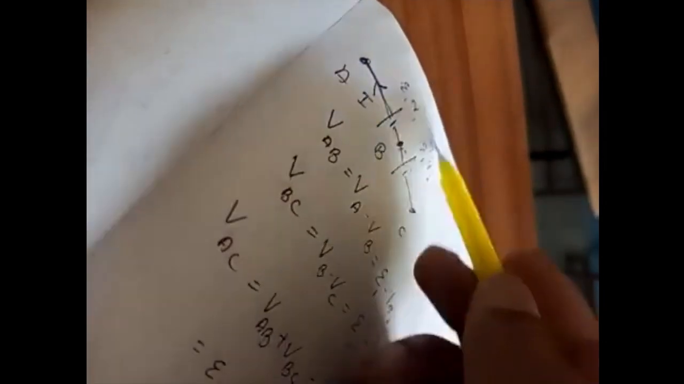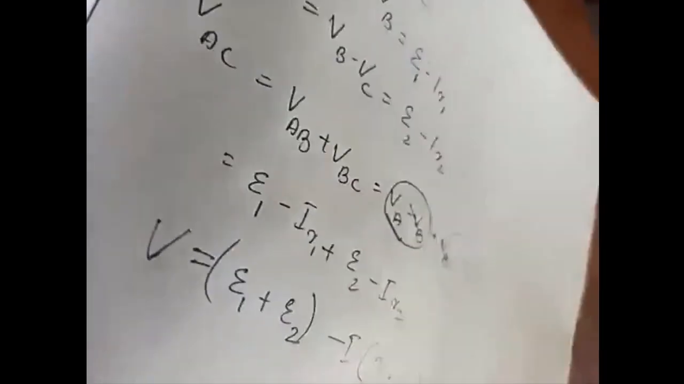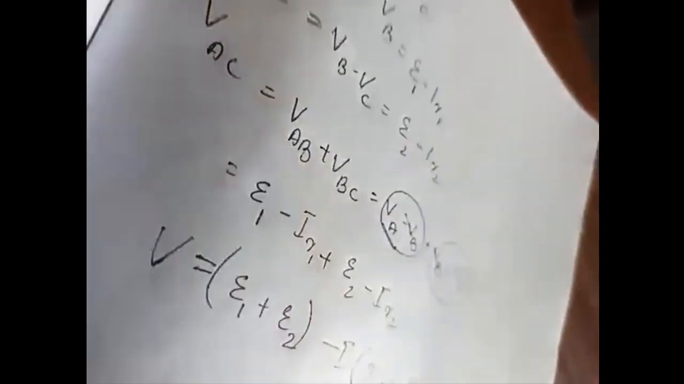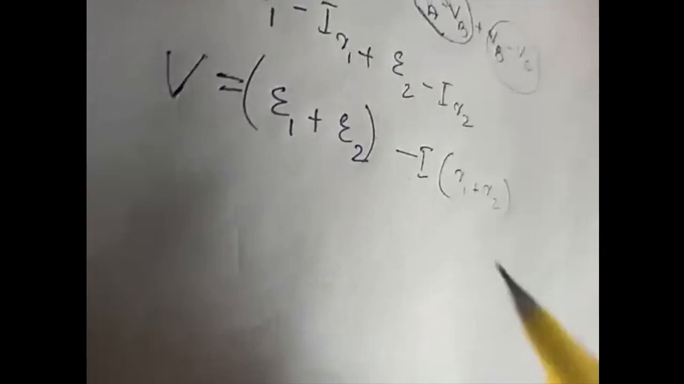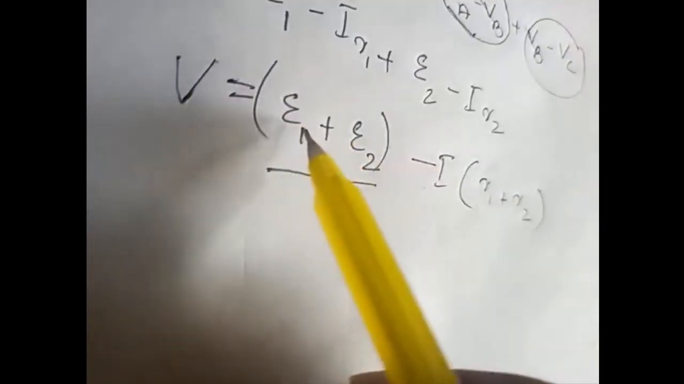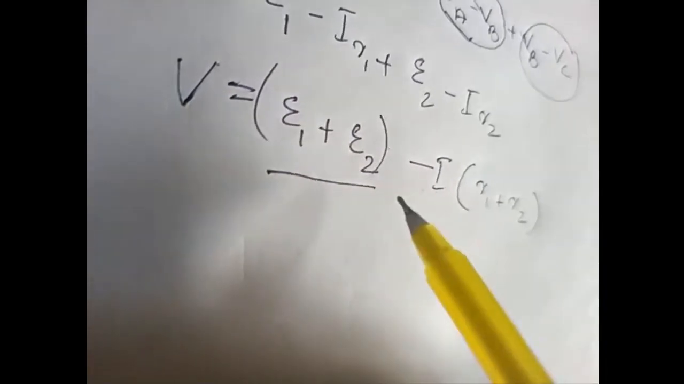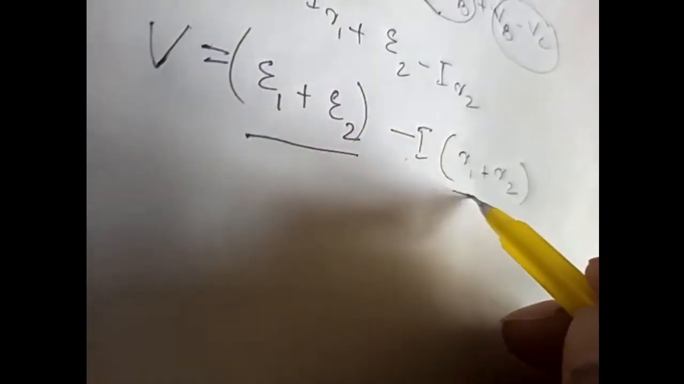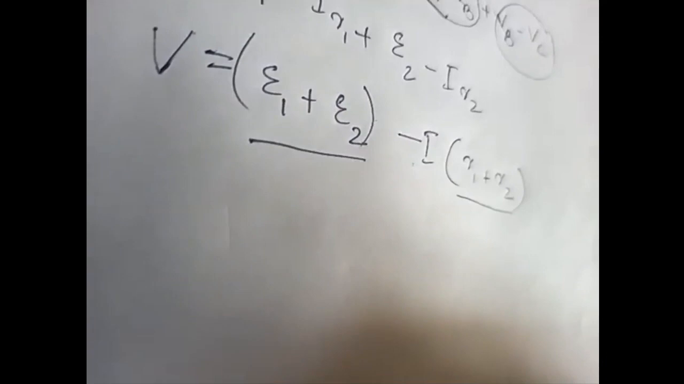What we have to connect instead of these two? If we connect a single EMF, what should be the value of its EMF, and what should be the internal resistance of that cell? That is what we are finding out. It is found that the EMF of the cell should be E1 plus E2, and the internal resistance should be R1 plus R2.